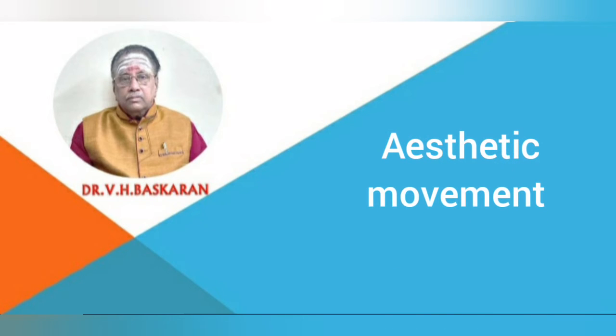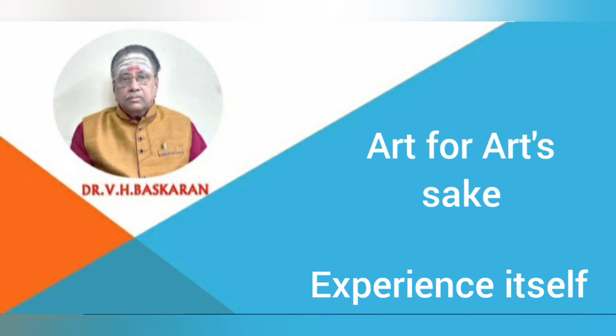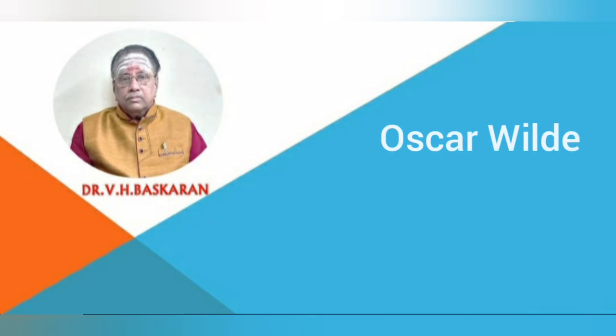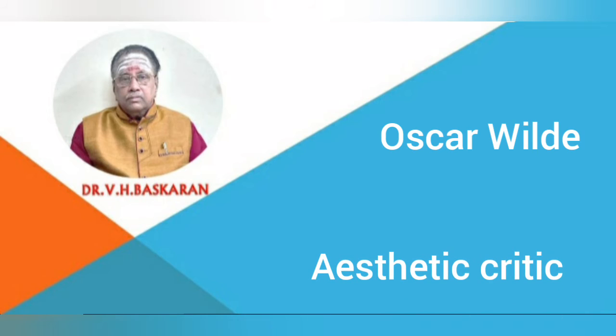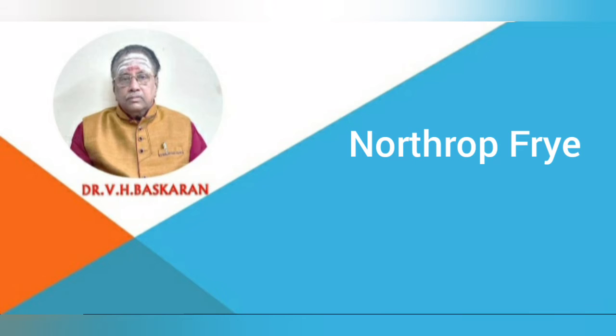The aesthetic movement was a reaction to Arnold's neoclassical idealism and socio-realistic propagandism generated in Germany. The advocates of art for art's sake theory aimed at the experience itself and not the fruit of experience. Oscar Wilde, the aesthetic critic, was guided by his sensibility and personal impressions in criticizing a work of art. Northrop Frye considered his age as the golden age of anti-critical criticism.